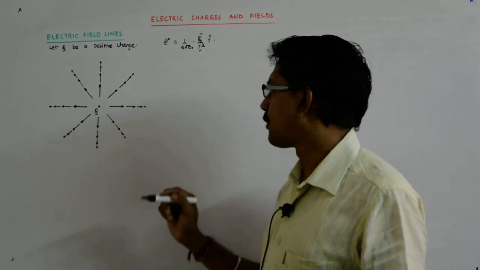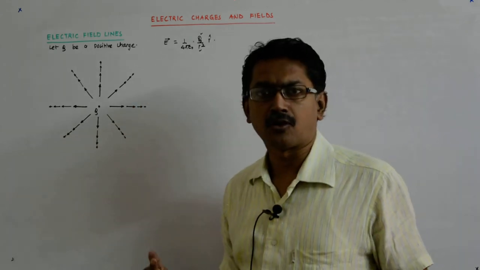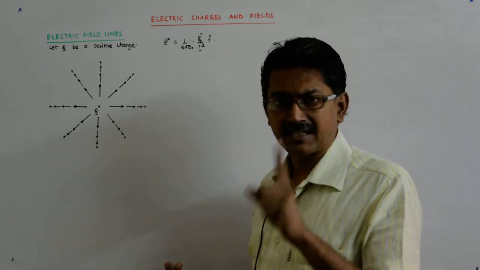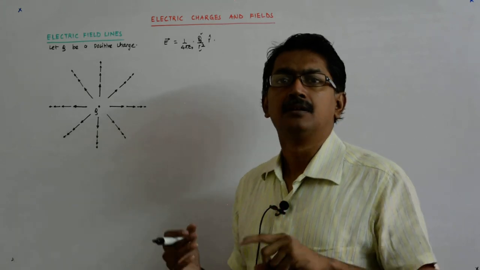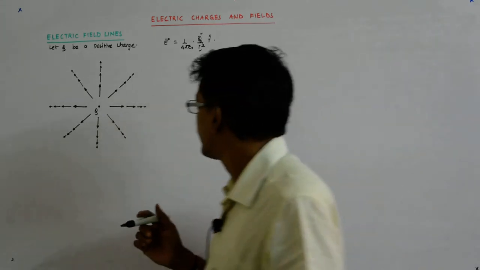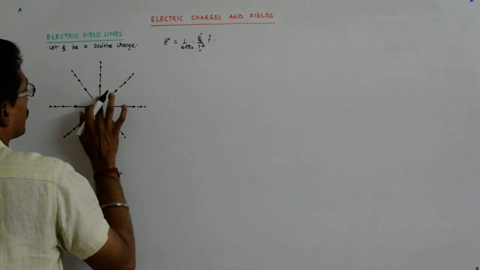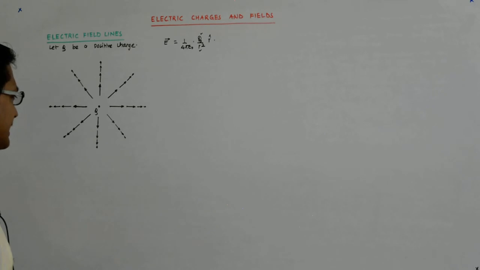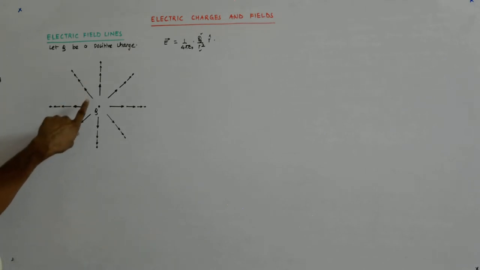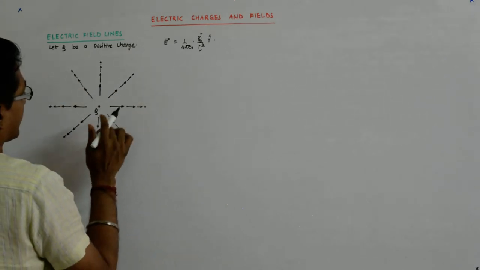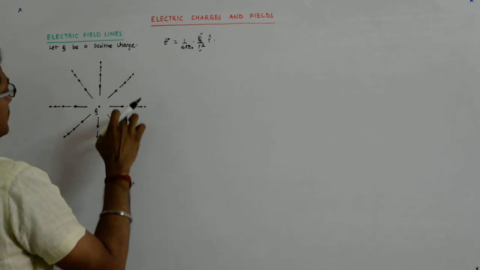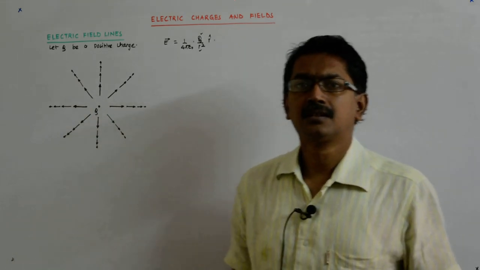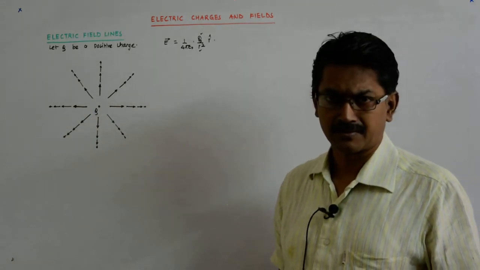Fine. And drawing, say, 50 vectors for representing the electric field of one charge will become very tedious, right? It becomes very tedious. So what we do is we draw it like that. But even drawing it like this, in the way I have drawn it, it is about 32 vectors that I have drawn.